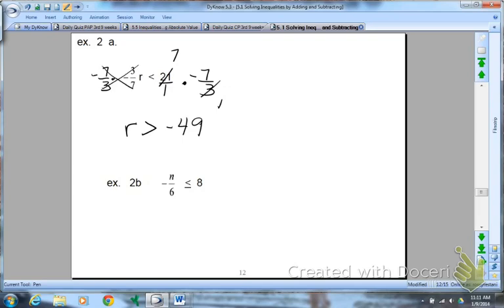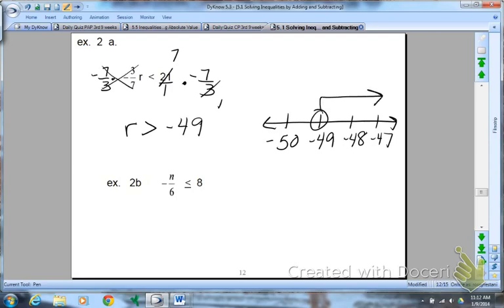Now we're not going to put in set builder notation, but let's refresh our memory on graphing. Open circle at negative 49, and this stands for r is greater than. So which numbers are greater than negative 49? All the numbers to the right.